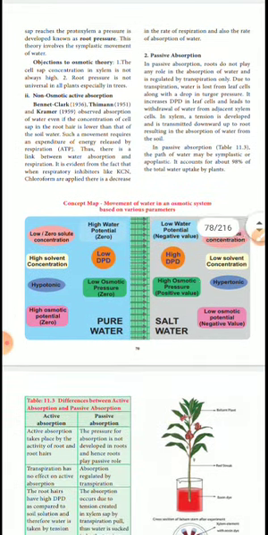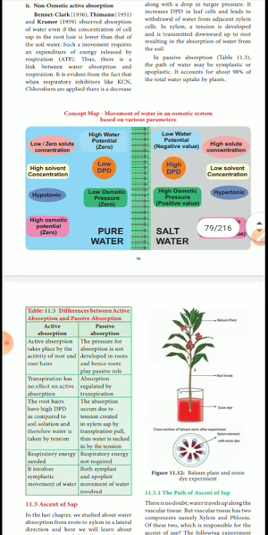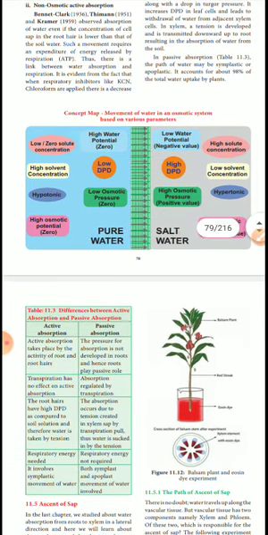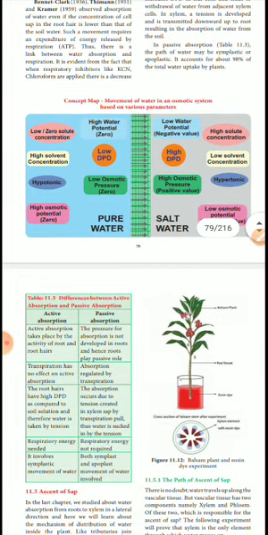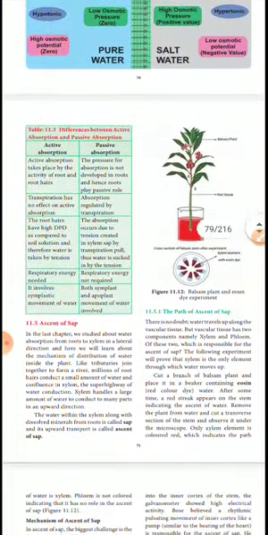Next, the concept map: movement of water in an osmotic system based on various parameters, low or zero solute concentration, high solvent concentration, hypotonic, high osmotic potential, and low osmotic pressure, as with pure water versus salt water. Based on this map the active movement happens.